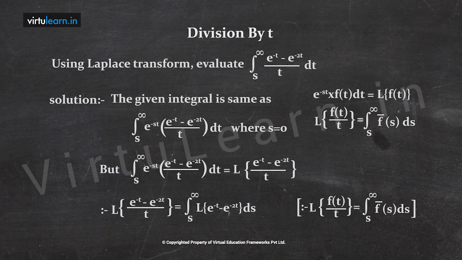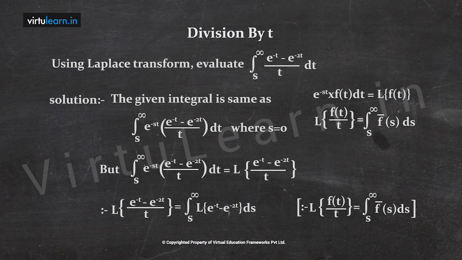Then what will I do? Integral 0 to infinity e power minus st into (e power minus t minus e power minus 2t) by t. Then this is nothing but the Laplace transform of (e power minus t minus e power minus 2t) by t actually. Then what is the definition actually? Integral 0 to infinity e power minus st into f of t dt equal to the Laplace transform of f of t.